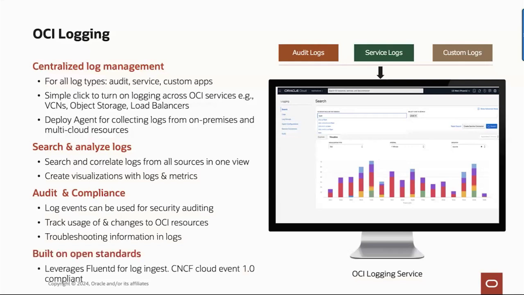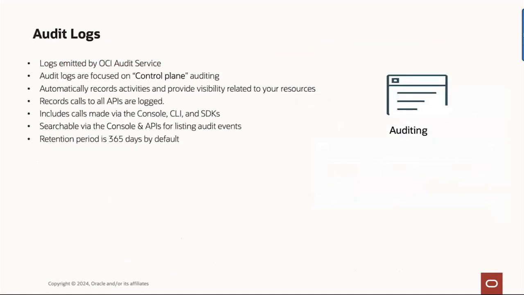By the way, our service is completely based on open standards. We comply with the Cloud Native Computing Foundation. And the way we ingest logs into the OCI service is using Fluentd. So now, since we discussed three types of logs, let's go a little deeper into each type of log. What do they mean? So the first one is audit logs. So these are the logs generated by our OCI audit service, and this focuses more on the control plane. So what do I mean by control plane?